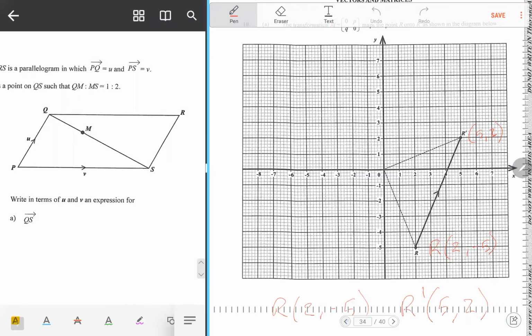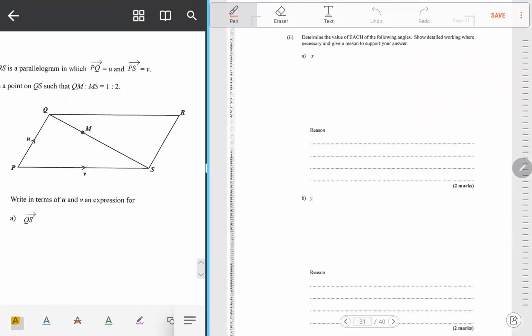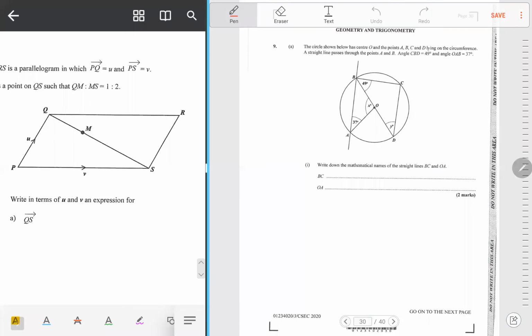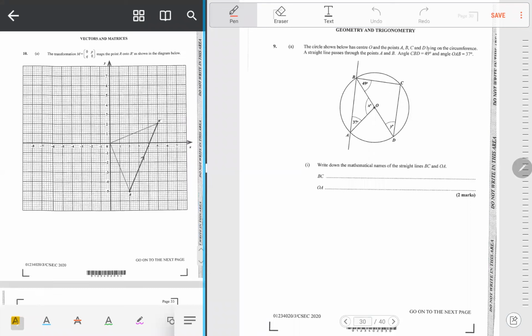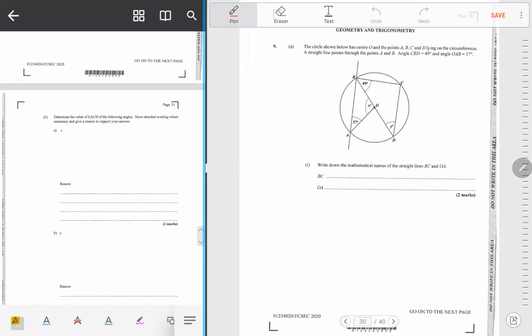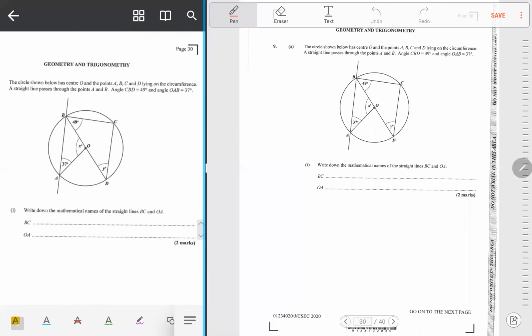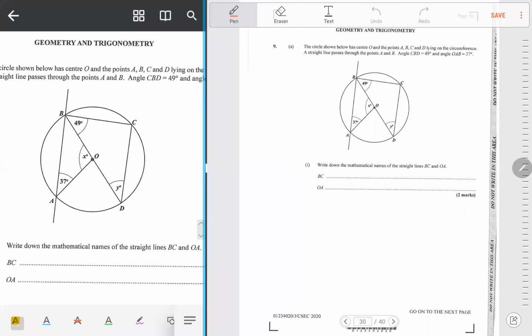All right. So we're going over now to question 9. Question 9 starts with a circle theory question. On Sunday, I went through the rules. I'm not going to go through the rules now. You just need to practice.